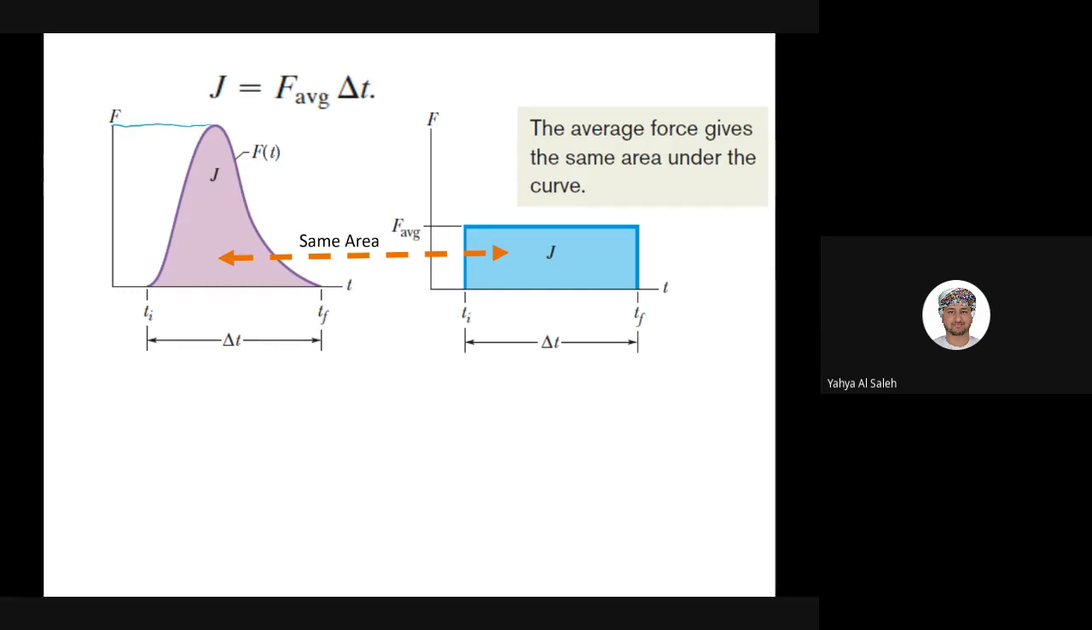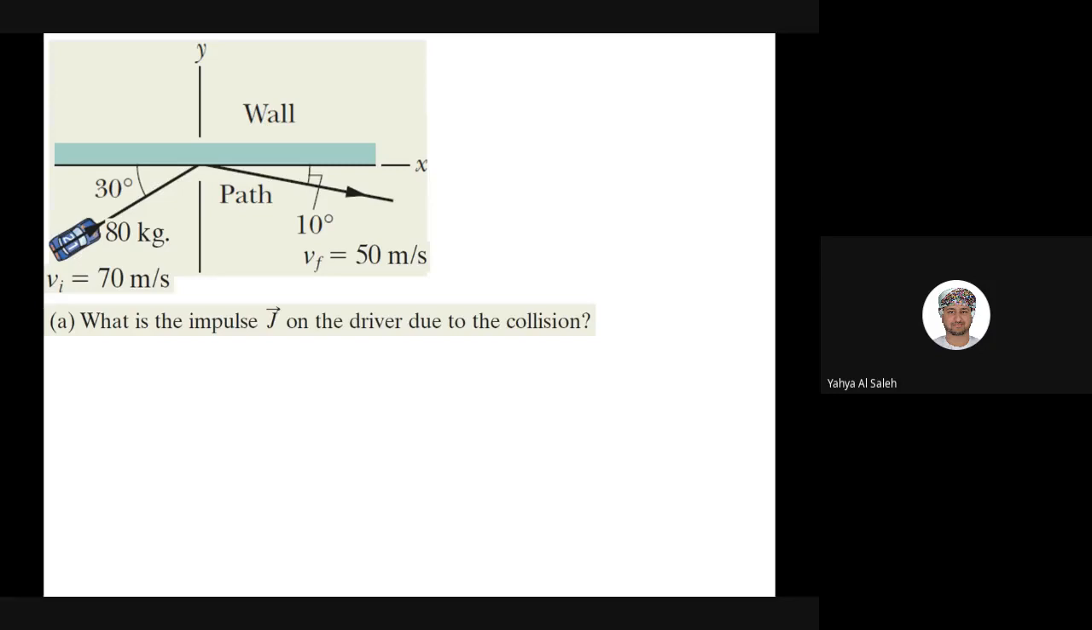In your book, you have this example problem. You have a car coming in at 70 meters per second, 80 kilograms. It's coming in at 30 degrees. It hits the wall. Okay, like on the highway, God forbid, don't hit the barrier. It hits the wall and then goes out at 10 degrees and 50 meters per second. What is the impulse on the driver due to the collision? How do we do it? Do we do it using forces? Or is there another way that is better to do it and easier?